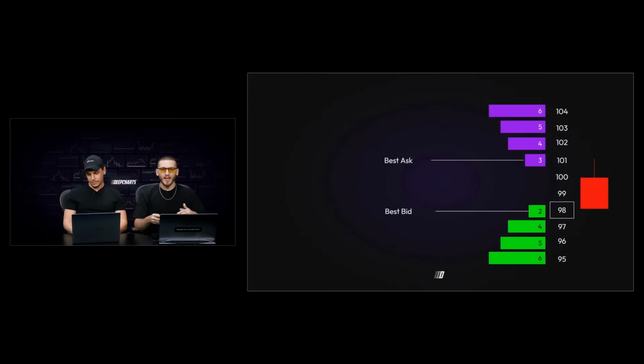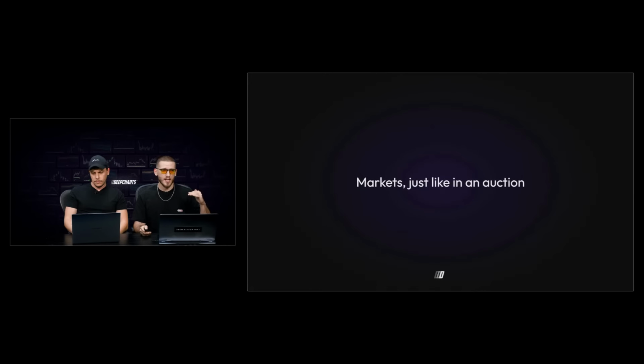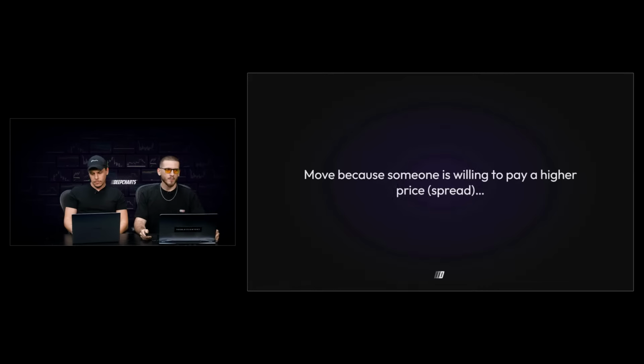And then, let's go even deeper. This is the best bid now and the best ask. And the space between them is called the spread, right? We've all heard about spread. That's nothing more than the difference between the best bid and the best ask. So markets, just like in an auction, move because someone is willing to pay this thing called spread, a higher price, a slightly higher price.